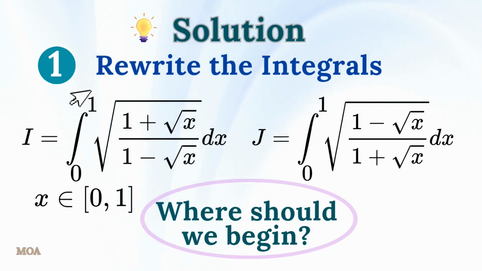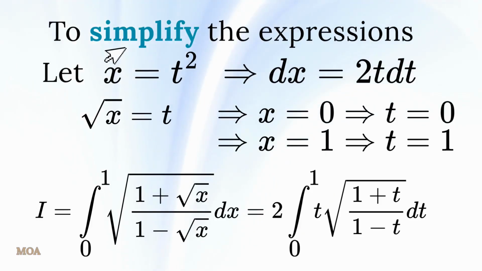First, we rewrite the expressions for the two integrals, I and J. Then, we focus on analyzing the domain of integration, which is the interval from 0 to 1. This step is essential. Many students ask me, where should we begin? First, we introduce a substitution to simplify the expressions.